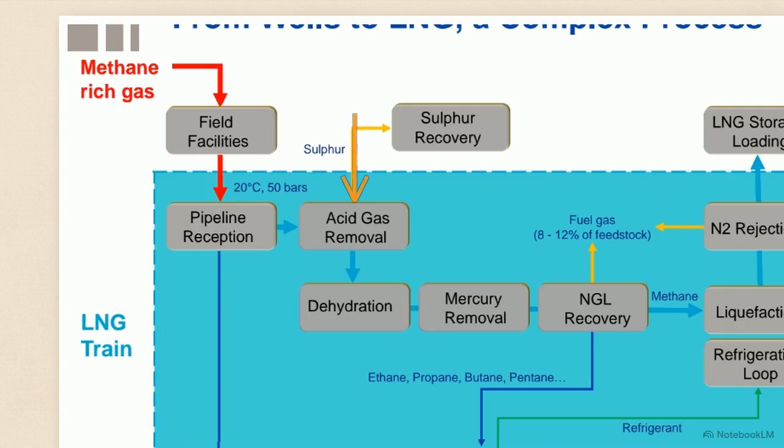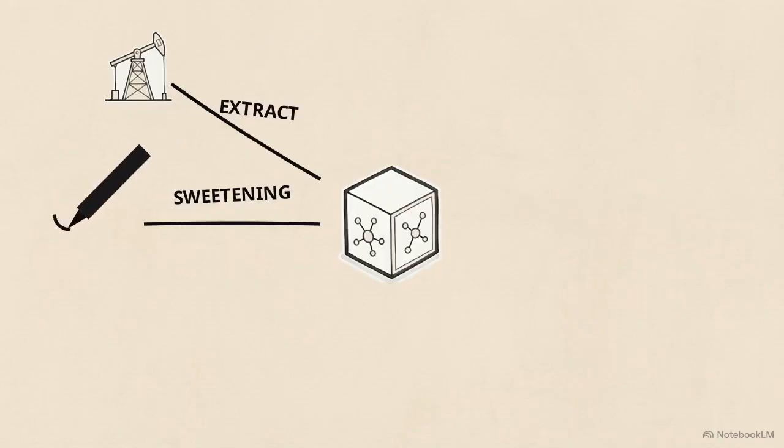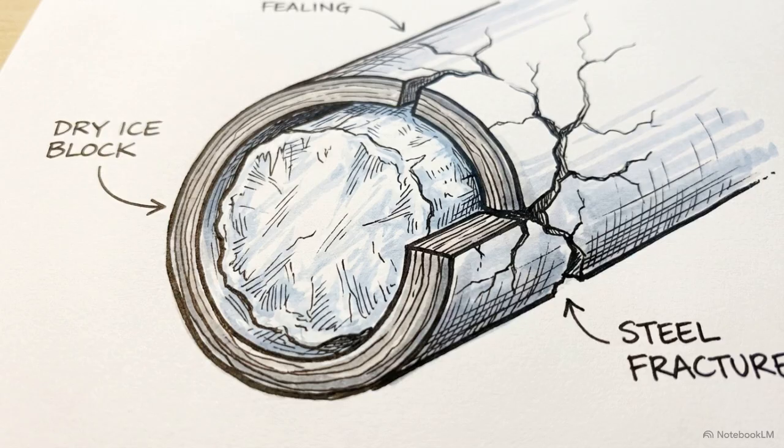Now locate the block labeled acid gas removal. Here, the raw gas undergoes sweetening. Draw a small cloud on your sweetening branch to represent carbon dioxide and hydrogen sulfide. These impurities must be stripped out completely. If they reach the cryogenic cooling stage, they will freeze into solid dry ice and shatter the pipes.